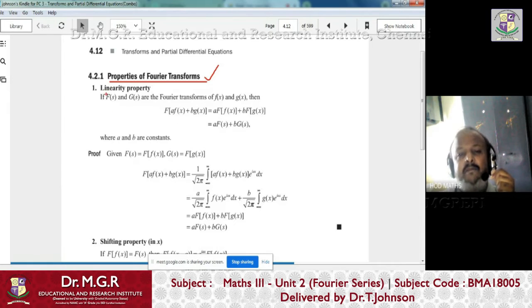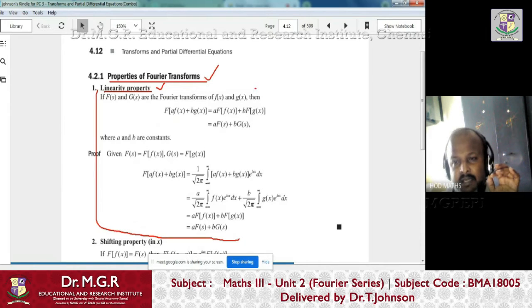So now we just see some properties of Fourier transform, because properties are very, very important in Fourier transforms. The first property is the linearity property. For all the properties, they ask you to state and prove. You have to write the statement, and then you have to write the proof also. But proofs are very simple and straightforward. You can easily understand, and you can easily do it in the examination, right?